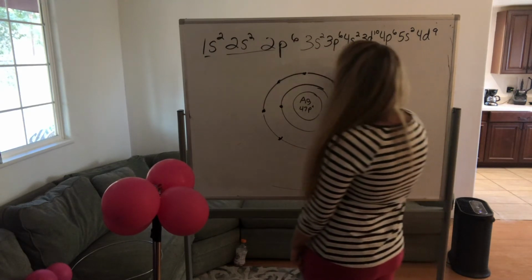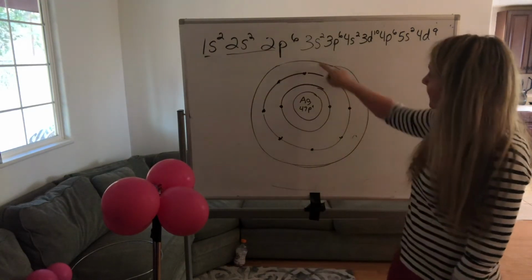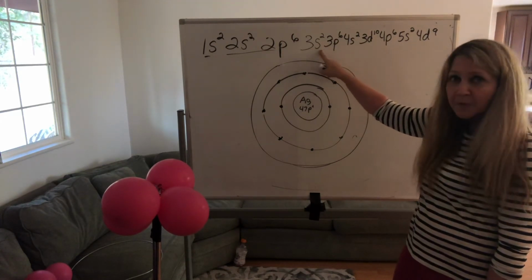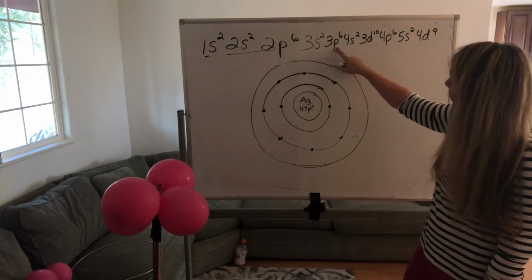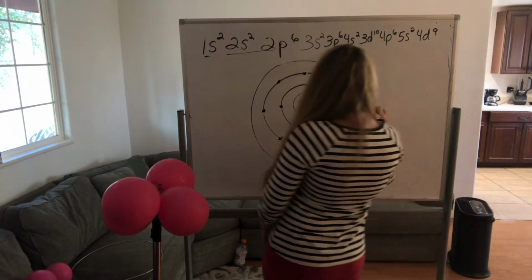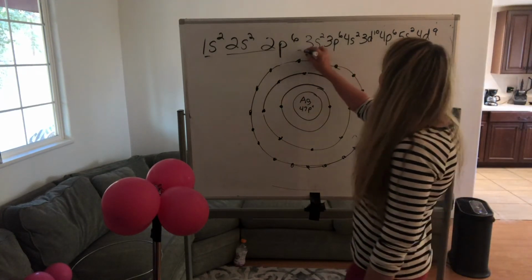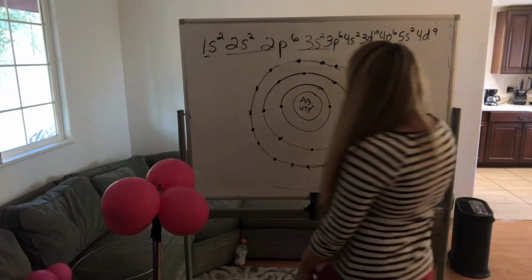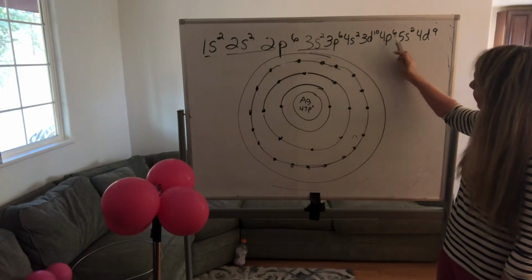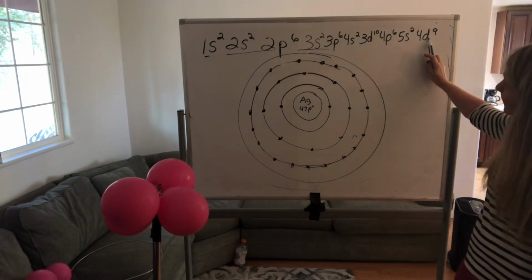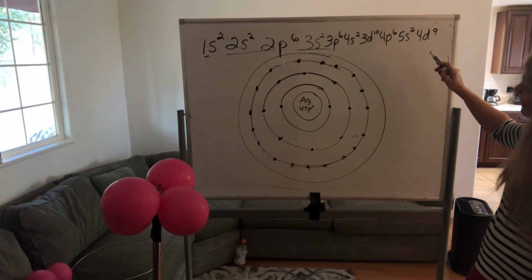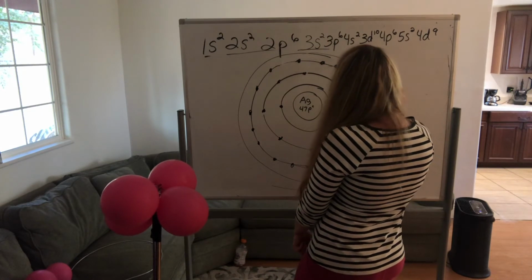Third energy level now. Third energy level, we have 2, 8, 18. So that's our fourth energy level. 2, 6, and 9. So we have 17 in the fourth.